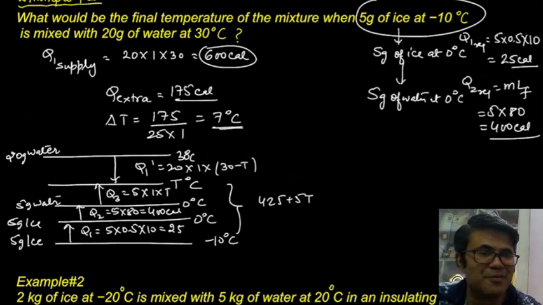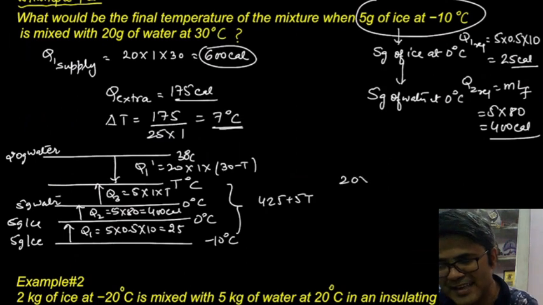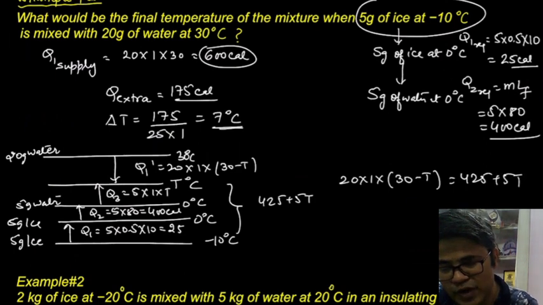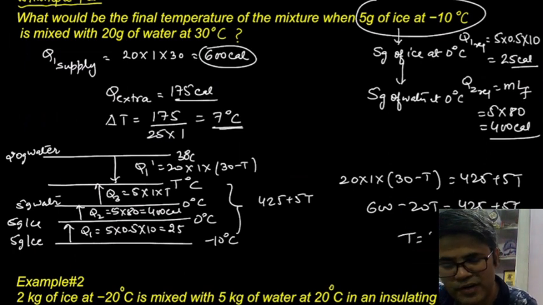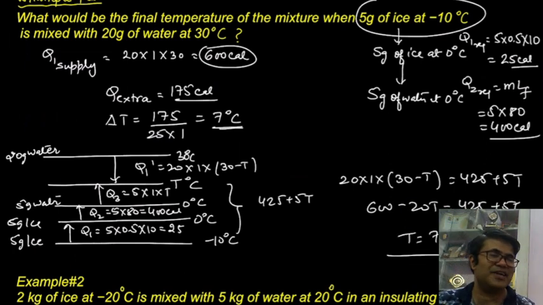So what you have? Heat supplied is heat gained. So supplied is 20 into 1 into 30 minus T is equal to 425 plus 5T. So what you have now? 600 minus 20T is equal to 425 plus 5T. And again solve it, you will have the same calculation. T will be 7 degrees.